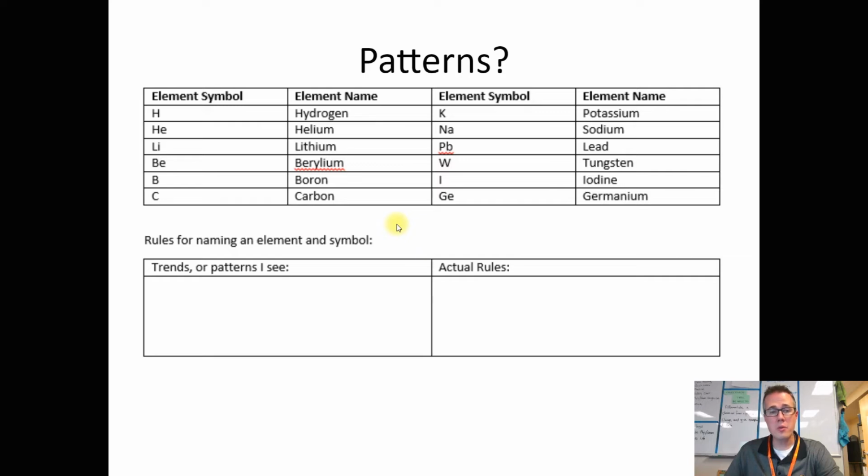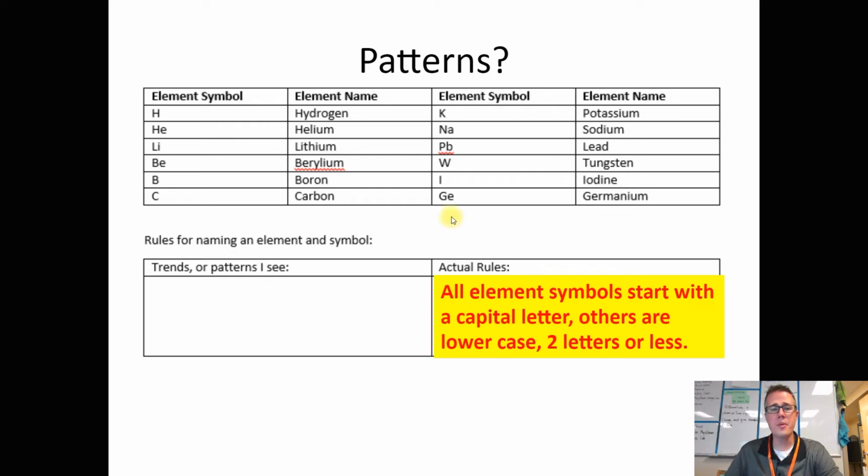Now there are actual rules that go on the right side for how you name or symbol an element. And we're going to start with the symbols. So over on the right side where it says the actual rules, the rules for symboling an element are that all element symbols have to start with a capital letter. So notice that all of the letters up here are all capitals starting with. And if there is a second letter, it has to be lowercase. And you can't have more than 2 letters.